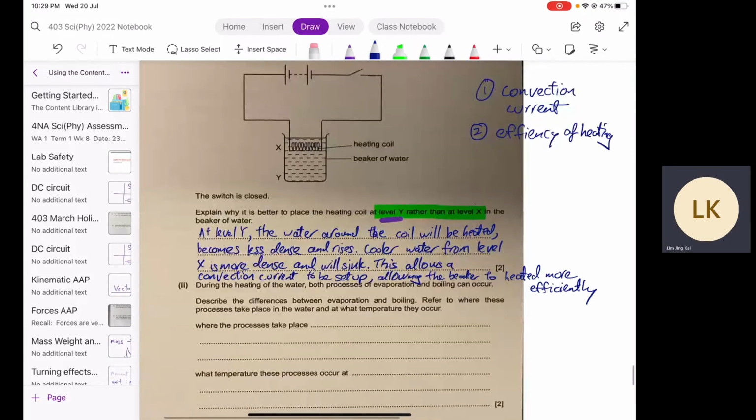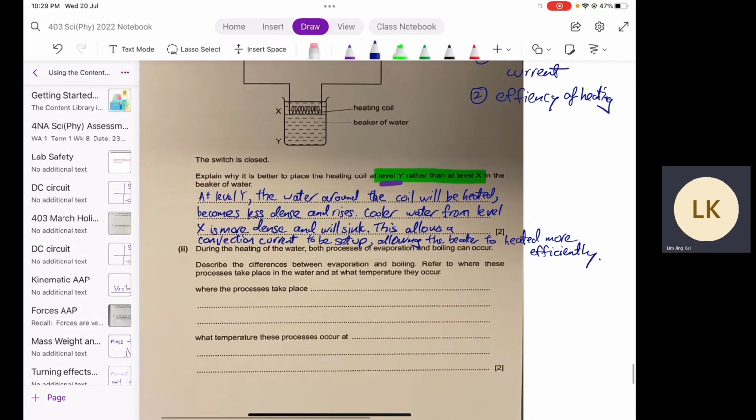Okay, so always try to link back to what the question wants. So this is what you need for part 1. Part 2. During the heating of water, both processes, evaporation and boiling, can occur. Describe the differences between evaporation and boiling. Refer to where these processes take place in the water and at what temperature they occur.